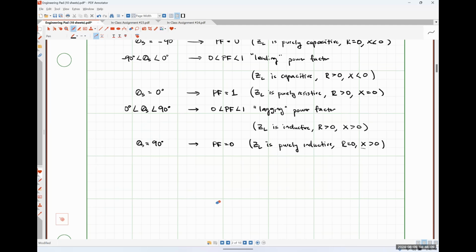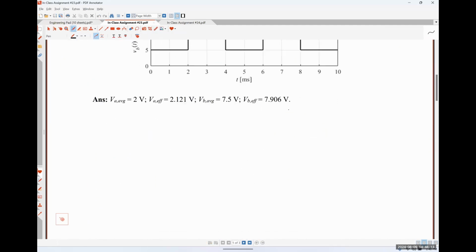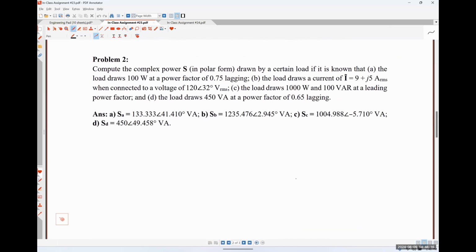Okay, let's look at in-class assignment number 23, problem 2. We worked number 1 the other day, so let's take a look at problem 2. In this particular problem, we are asked to compute the complex power in polar form drawn by a particular load if we know certain things about said load. So let's look at part A really quickly. In part A, we are told that our load draws 100 watts.